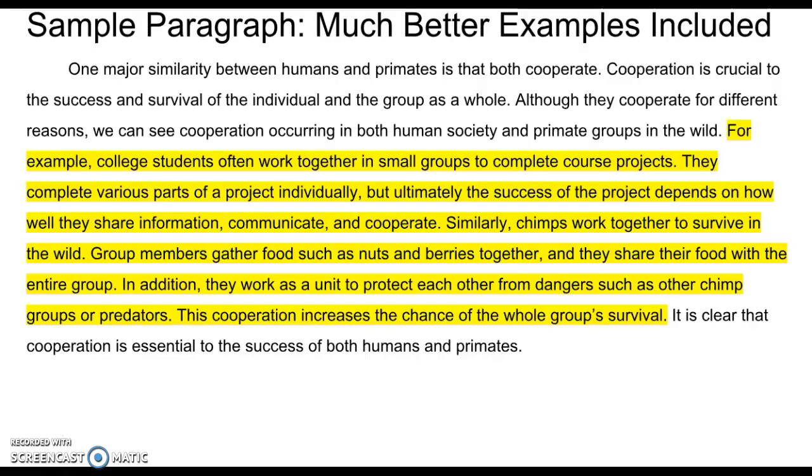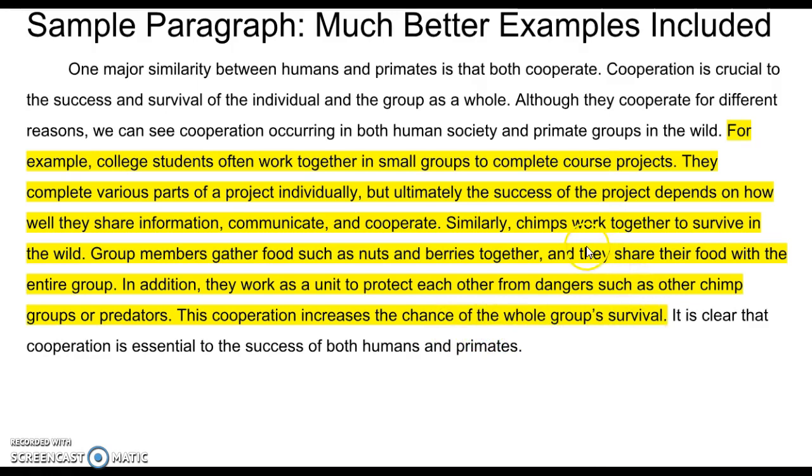Now let's look at a much better example. For example, college students often work together in small groups to complete course projects. They complete various parts of a project individually, but ultimately, the success of the project depends on how well they share information, communicate, and cooperate. Similarly, chimps work together to survive in the wild. Group members gather food such as nuts and berries together, and they share their food with the entire group. In addition, they work as a unit to protect each other from dangers such as other chimp groups or predators. This cooperation increases the chance of the whole group's survival.